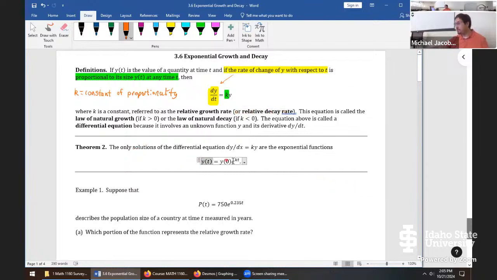And the whole formula right here turns into the law of natural growth for positive values of k, or the law of natural decay for negative values of k. So whatever k turns into, that's the quantity that's going to tell us if we're growing exponentially or if it's decaying exponentially. Well, any questions, folks, with the equation right here?